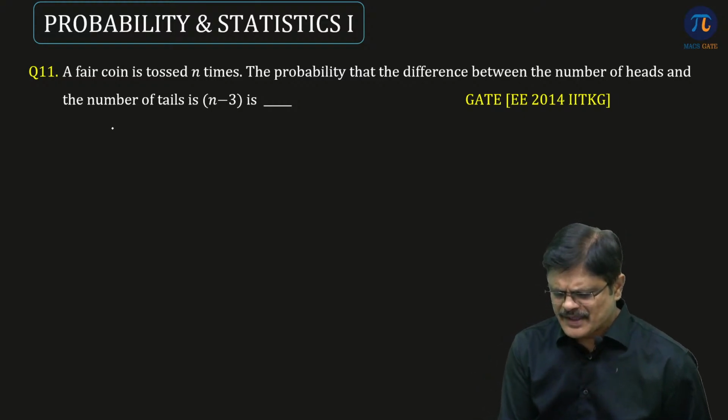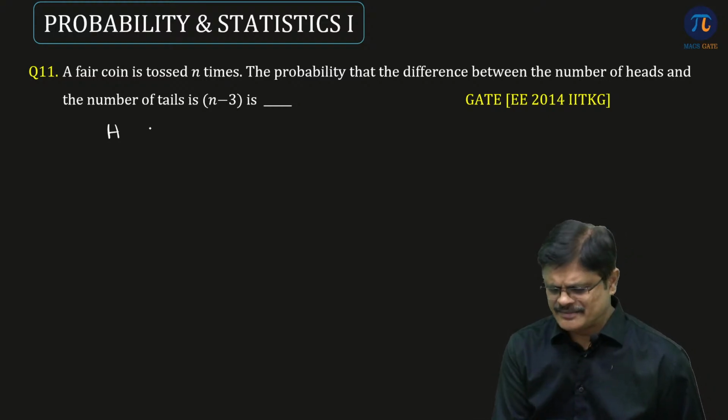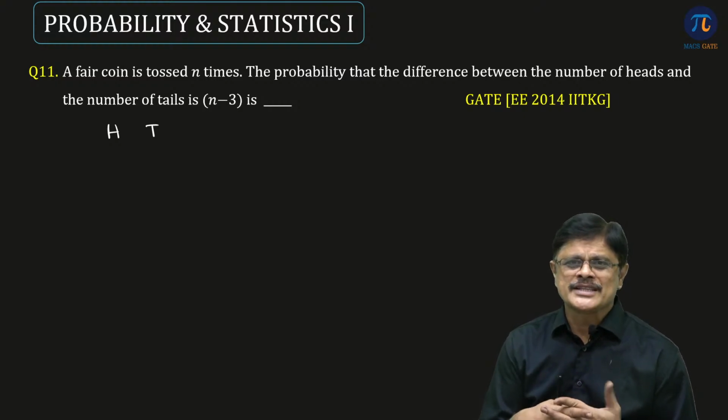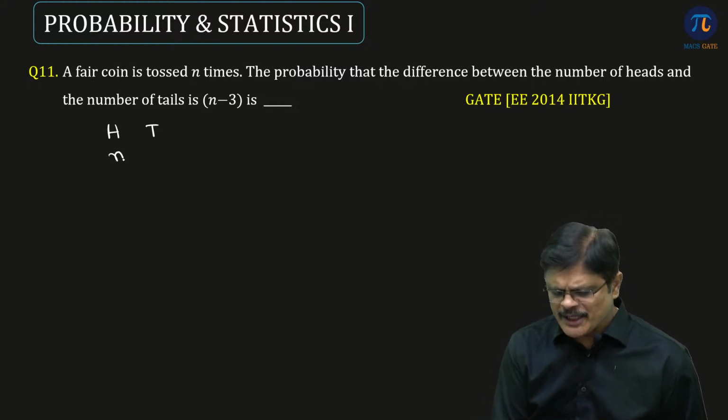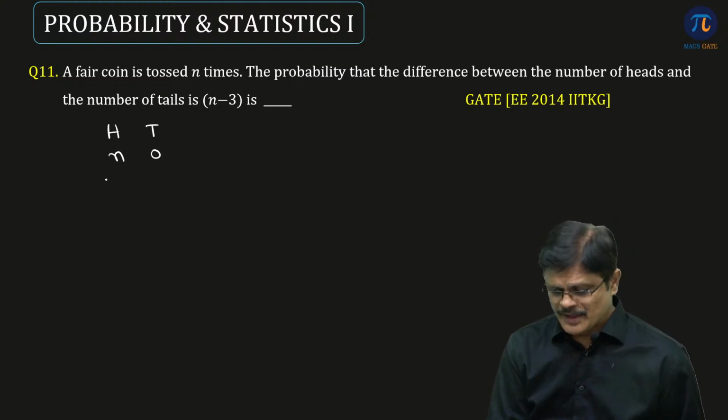First method. When you toss a coin, you will have head and tail. These are the possibilities. Suppose you toss it n times. It may be possible that you get n heads and 0 tails, or n minus 1 heads and 1 tail, or n minus 2 heads and 2 tails. These are the possibilities. Or you may get 1 head and n minus 1 tails, or 0 heads and n tails.